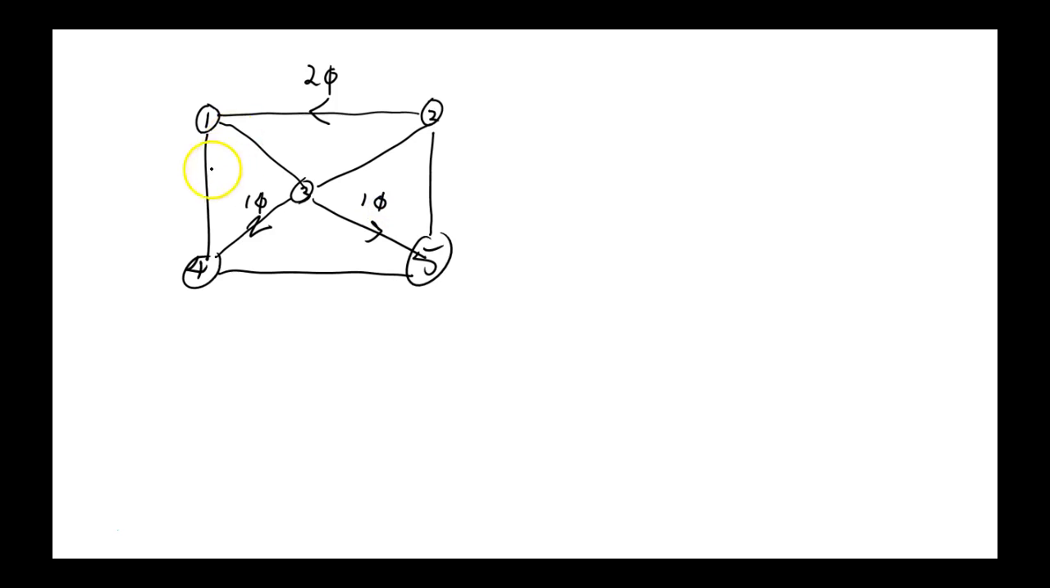Now, they assume x1, going from 1 to 4, is going in that direction. Now, they may be wrong on that. x2, they're assuming goes this way. x3, they're assuming goes this way. And x4, they assume is going up this way. I'm not sure why. And x5, they're assuming is going that way.